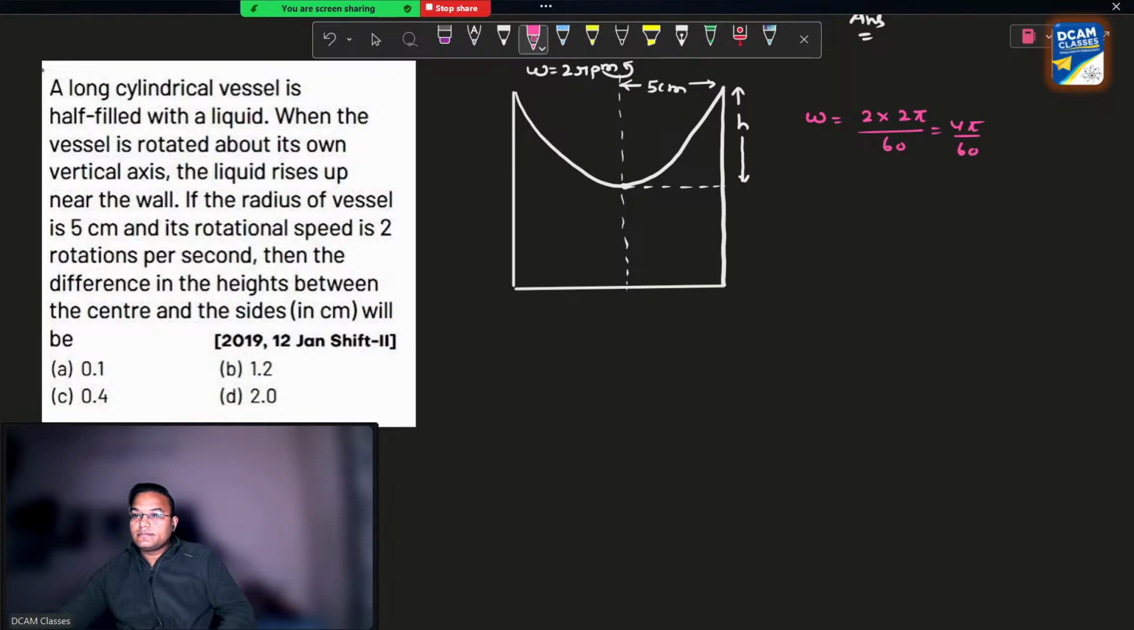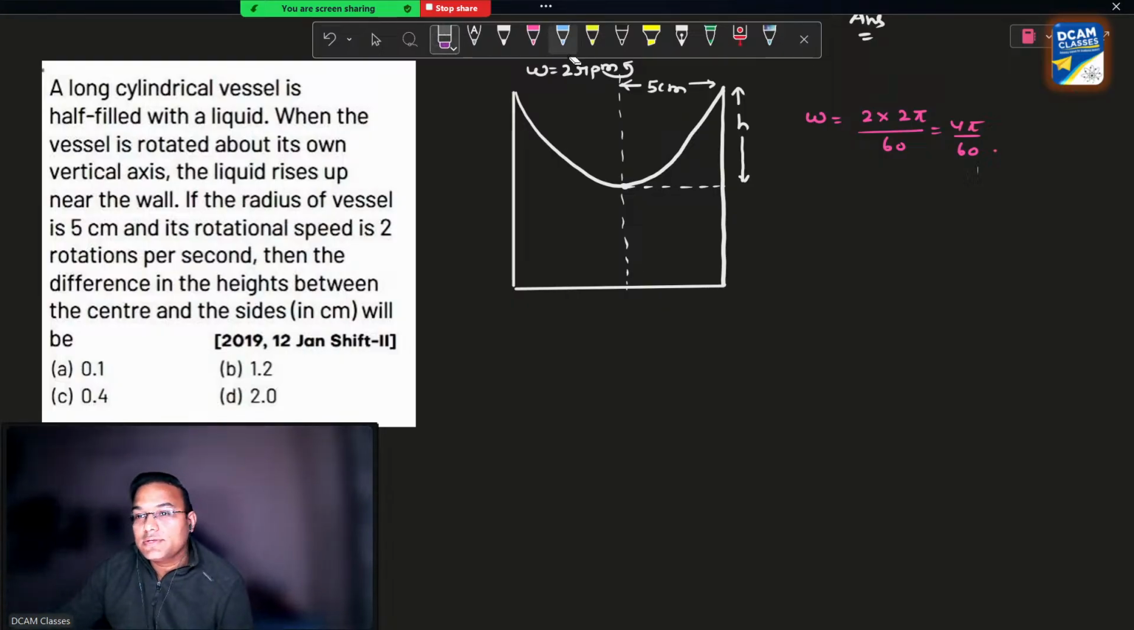They've already given it in seconds. Which one? The rotational speed. It's in seconds, right? Okay, sorry. It's revolution per second. So radian per second means you have to multiply with 2 pi. Omega is 4 pi actually.